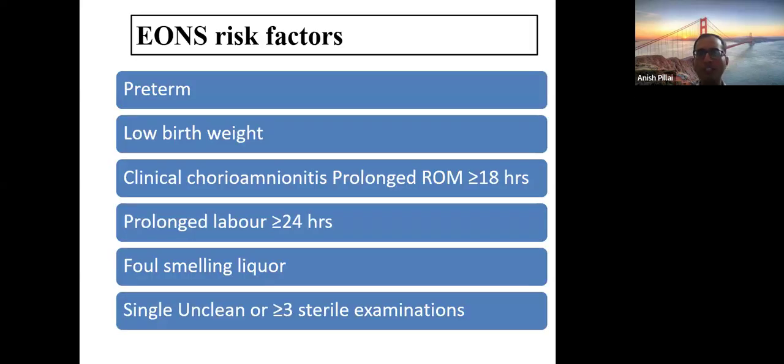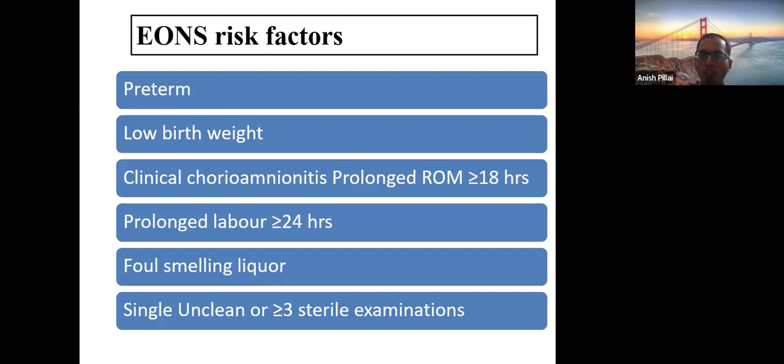So for early onset sepsis, what are the risk factors? Which babies are more prone to catch early onset sepsis? These would be babies who are preterm, so their immunity is low. They are low birth weight. If there is prolonged rupture of membranes, the bag of membranes protects the fetus inside the womb. So if that is broken for 18 hours, 24 hours, then that is a risk factor that some organism might reach the baby.